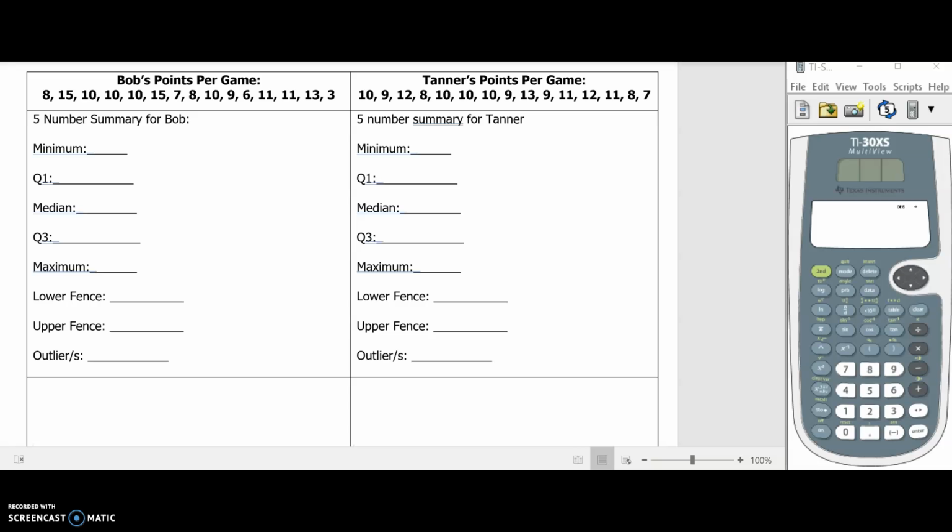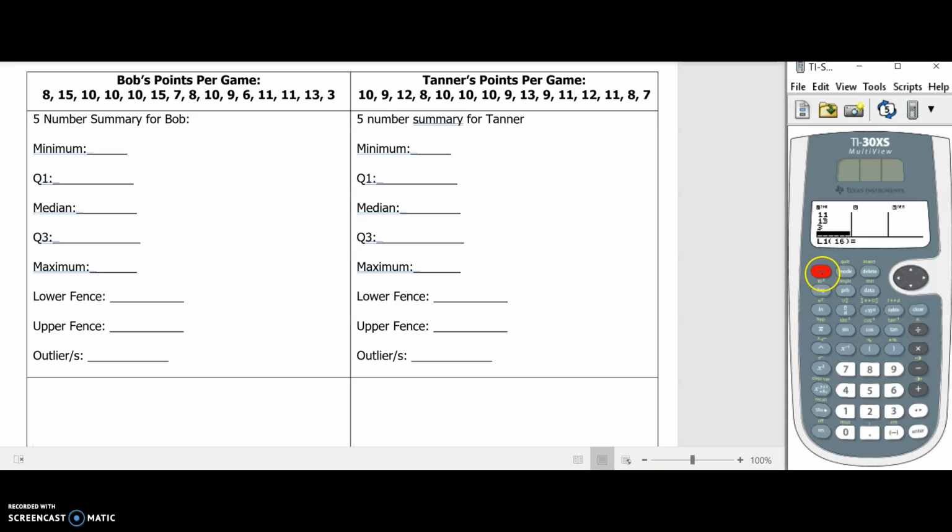So let's start by entering the data for Bob's points per game. Go ahead and hit data again to clear out any previous information, and start entering Bob's points per game. You should have 15 numbers in your data list. So go ahead and finish entering that, and I'll pause here for a moment while you enter that into your calculator. So you should have 15 points of data entered into the calculator.